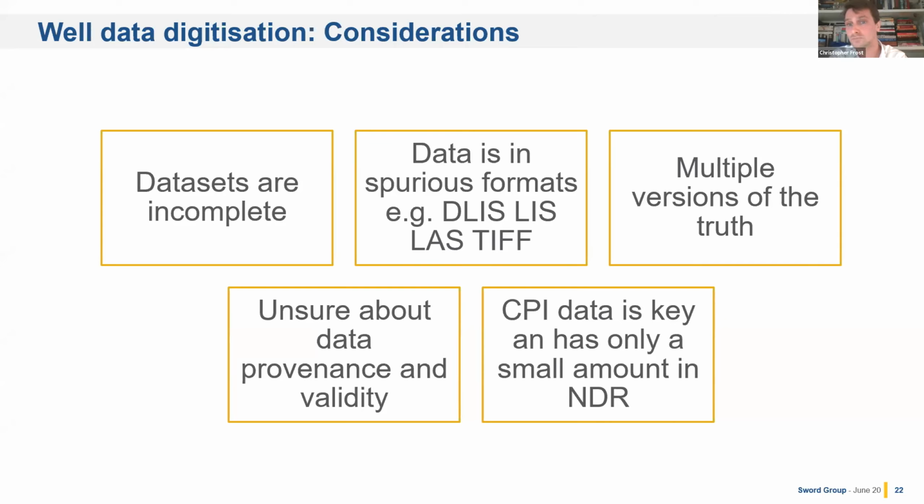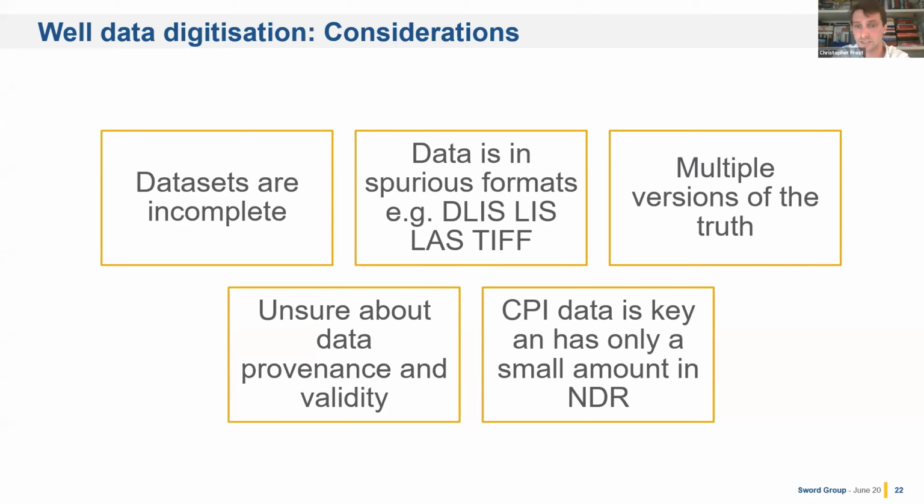There were multiple, and I mean multiple versions of the truth. So we could have wells where you have, you know, 20, 30, 40 curves for the same well. Unsure about data provenance and the validity of that data. This is a difficult one to work with. You know, in a standard approach, you may go back to the source documentation and look at whether those curves match what you expect them to be. But we were unable to do that due to the high number of wells that we're dealing with.